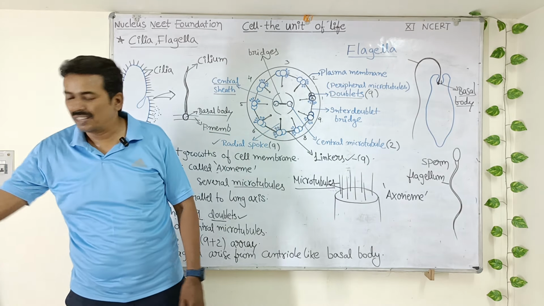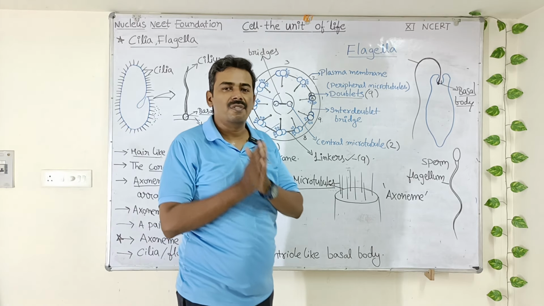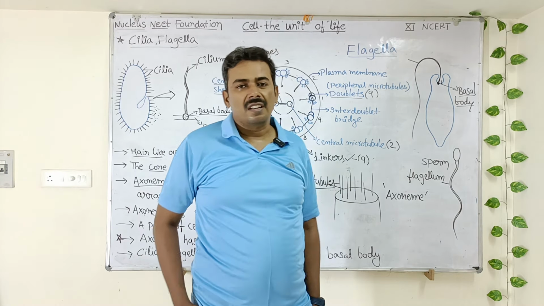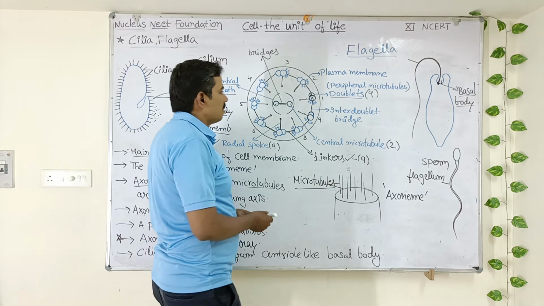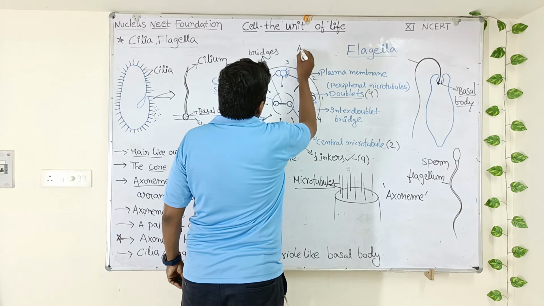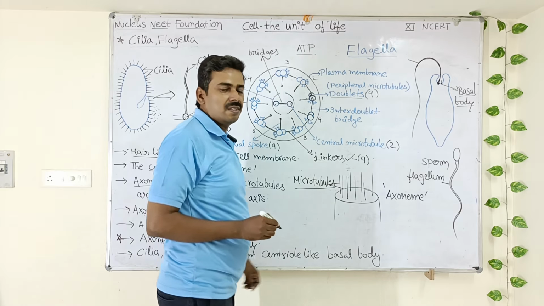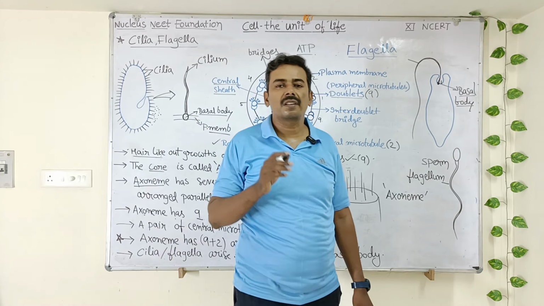So this is about cilia and flagella. For movement of cilia and flagella, which energy is used? That is ATP energy. For movement of both cilia and flagella, ATP, the energy currency of the cell, is required.